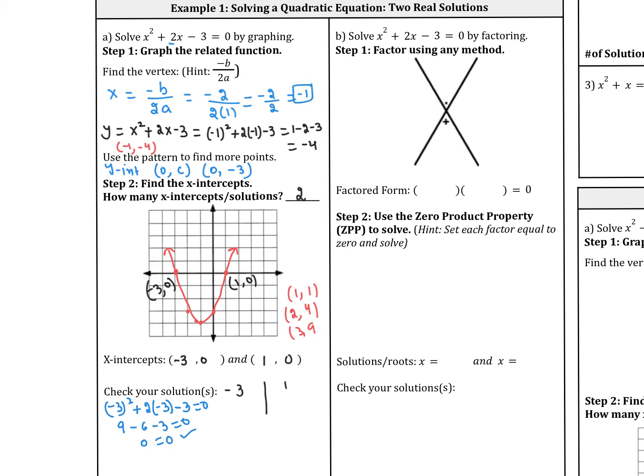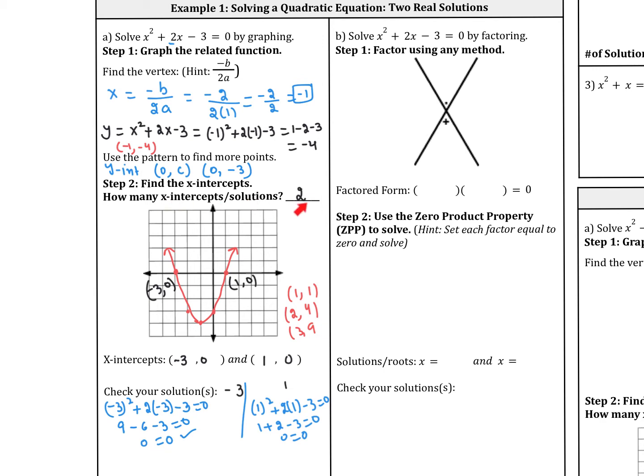Now on the other hand, I'm going to use 1 and plug it in. That's 1 squared plus 2 times 1 minus 3 equals 0. So 1 plus 2 minus 3 equals 0, which is true. So it means that negative 3 and 1 are the x-intercepts, or solutions. It's the same thing: either you call it x-intercept or solution, it's the same thing.